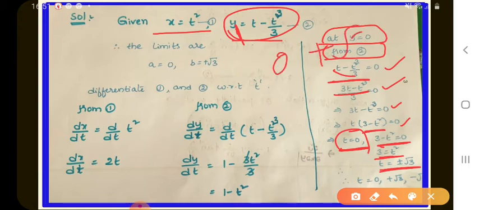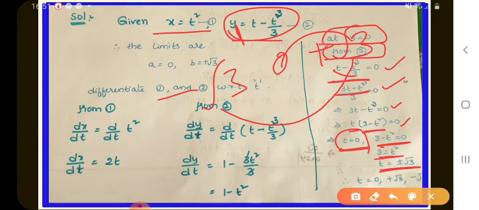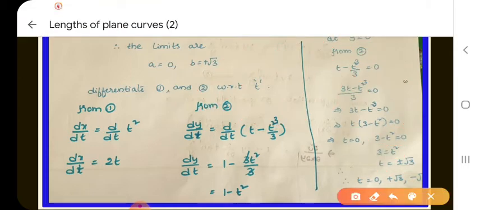0, plus root 3, minus root 3. We want the length from minus root 3 to plus root 3. But I find the length from 0 to plus root 3 and double that length, and we get the full length of the given curve.